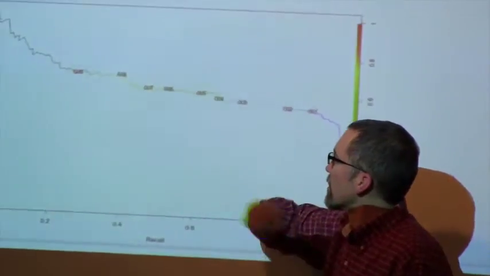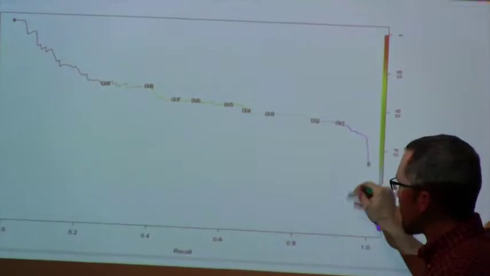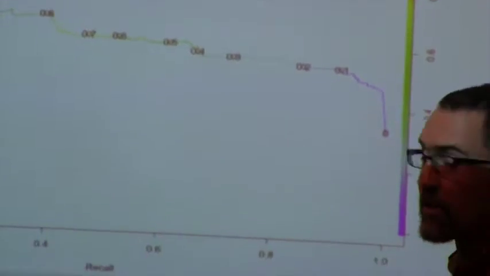So over here, the color, and actually we put the numbers on there, it's kind of small, at a threshold of 0.4, we have this trade-off between recall and precision.